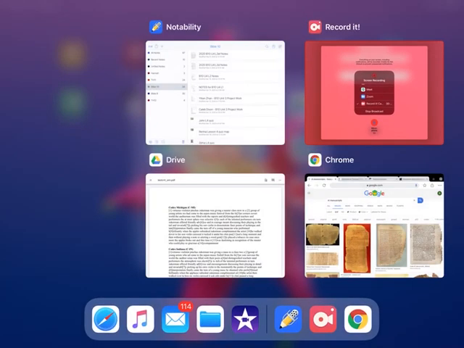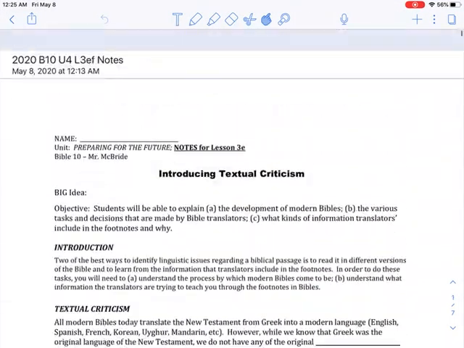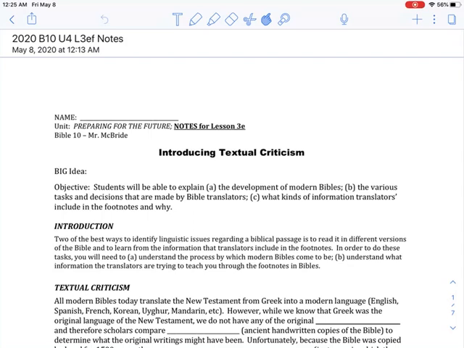Today's lesson will be about another aspect of linguistic studies of the Bible, and that is textual criticism. And I would encourage you to, again, have these notes printed or on another device while you watch this video so that you can take your notes and still see the images and other things that will be in this video.